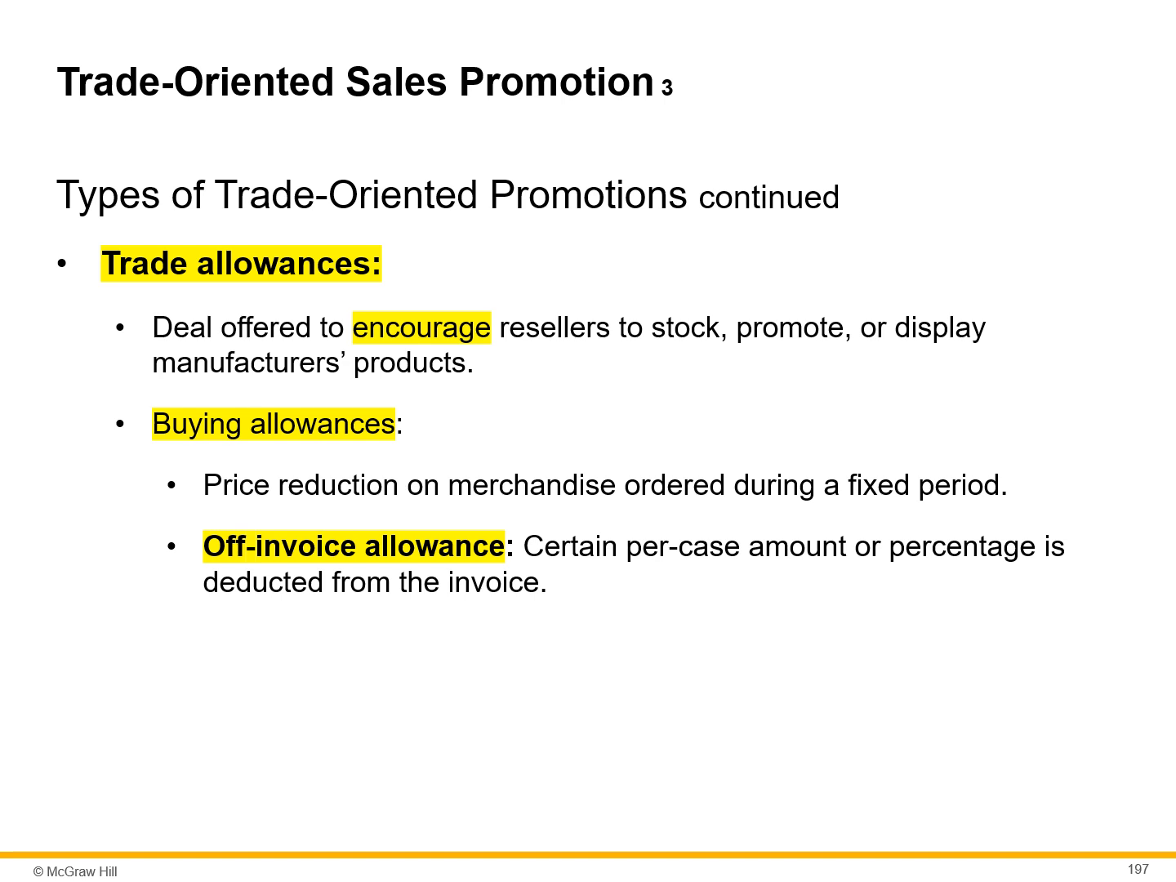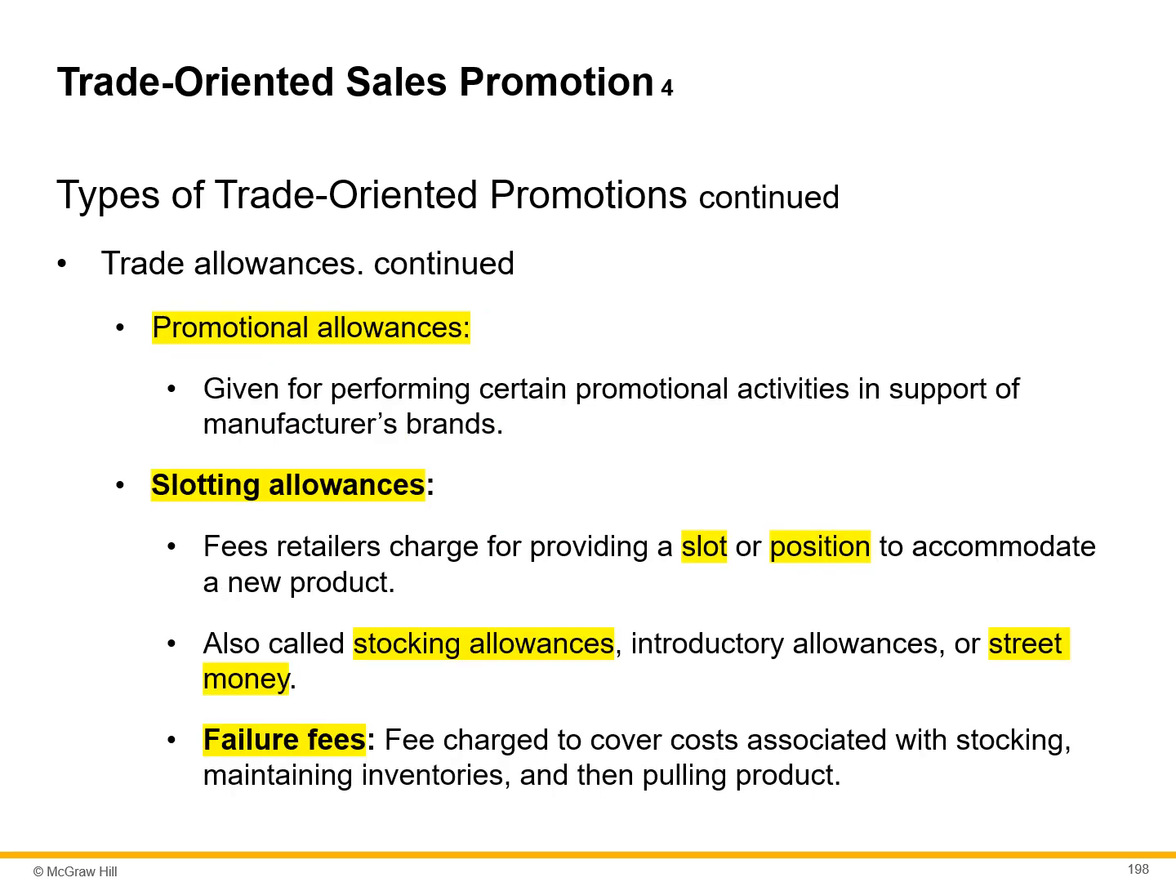There are buying allowances, which are basically price reductions. There's the off-invoice allowance, a per-case amount or percentage deducted from the invoice. There are promotional allowances, given for performing certain promotional activities on your behalf. And there is a slotting allowance. Basically, it's your right to put your product on the shelf, to occupy a slot or position. It's also called a stocking allowance or inventory allowance. They may even charge a failure fee in case they have to take your product out, in the unfortunate situation of failing in sales.